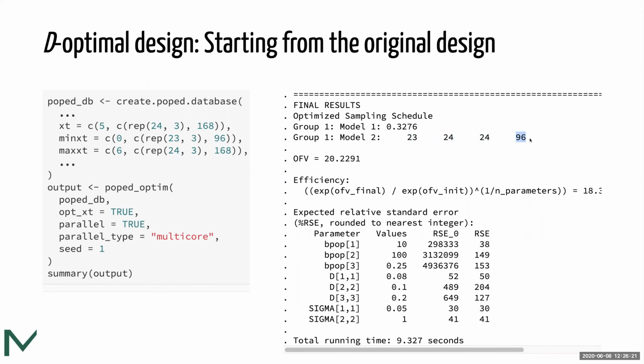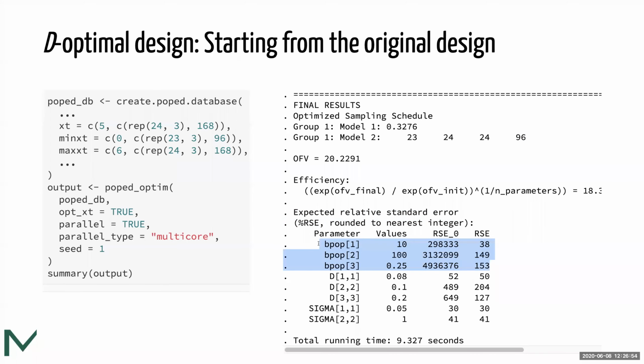So this is one of the artifacts of D-optimal design. It tends to push your design points towards the boundaries. So we started at the upper boundary, and the optimal design has pushed it down to the lower end of that boundary, 96 hours. Okay, what's useful here are the expected relative standard errors. These are percentages. And this shows you the RSEs for the initial design. So this is what we were looking at before with these RSEs in the millions. And these are the RSEs for the optimized design.